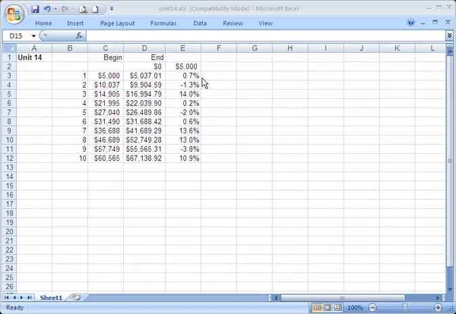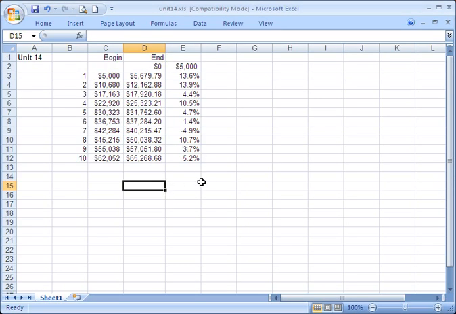In this particular case, with these percentages, the $5,000 a year we invested for 10 years rose to a total of $67,138.92 at the end of 10 years. When we hit F9, this number will change as we get new random percentages.